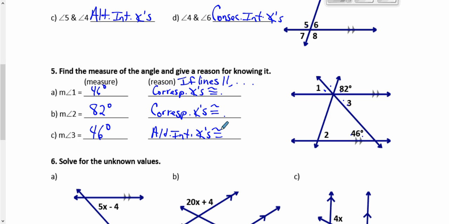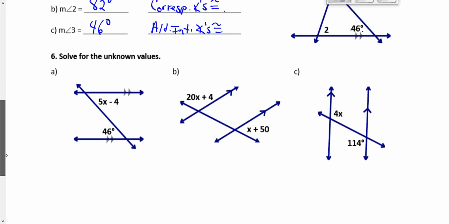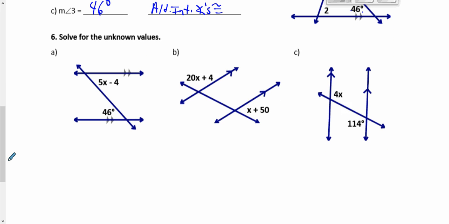All right, let's move down here where we have some equations we might want to set up. Or we need to set up. So down here. Now notice how these lines are marked. What are these markings here? Parallel, okay? Which means you know stuff about these angle pairs, okay? I'll work through the first one here with you. So solve for the unknown values.